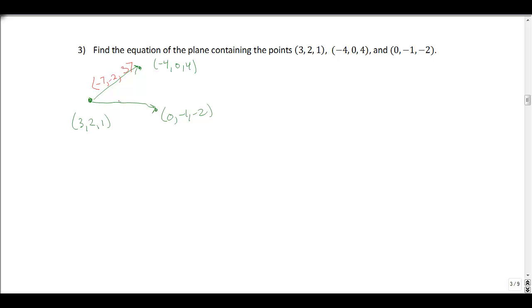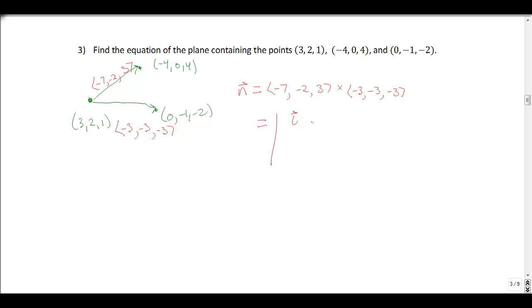The other vector from (3, 2, 1) to (0, -1, -2), so 0 minus 3 is -3, -1 minus 2 is -3, -2 minus 1 also -3. So here's another vector that's in this plane. Now, what we need for the equation of a plane is a normal vector and a point on the plane. We've got 3 points on the plane, so you can pick any one of those. So you only need that normal vector. That normal vector is going to be the cross product of any 2 vectors in the plane. So we're going to take (-7, -2, 3) and cross that with (-3, -3, -3).